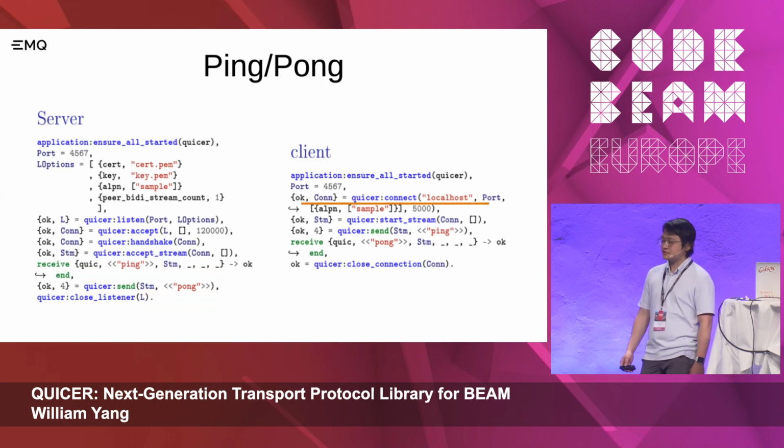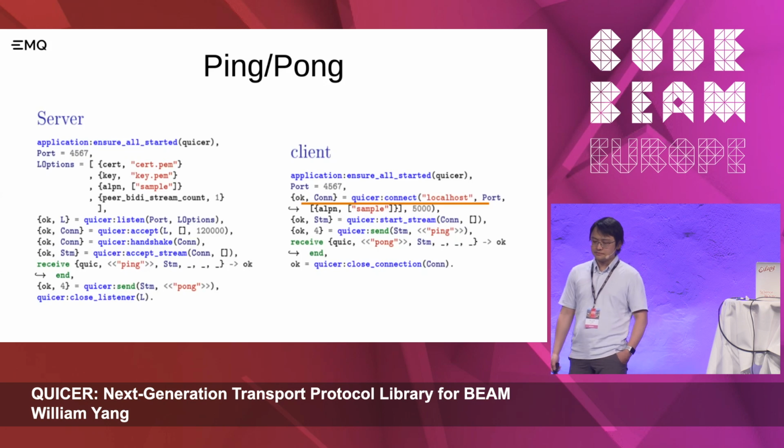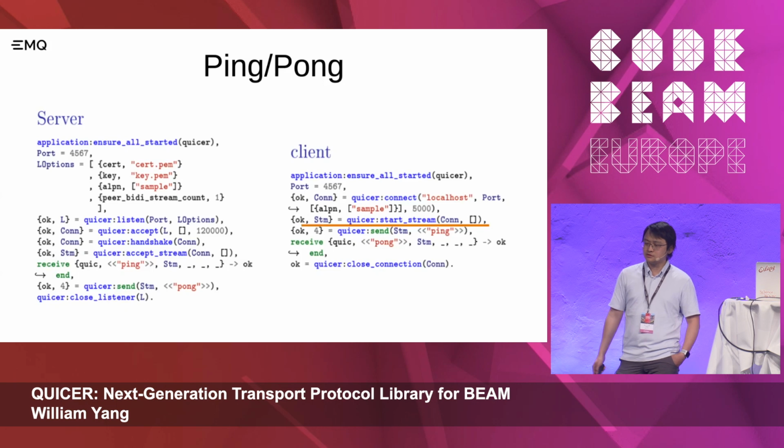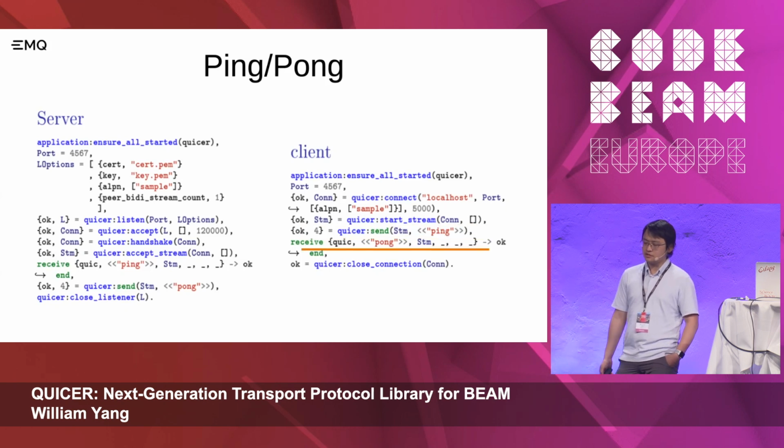Client side is similar. After starting the QUICER application, you connect with some parameters. After the connection succeeds, you start the connection and start a stream over this connection. Then you can send some data over this stream, receive data in your mailbox, and close the connection.